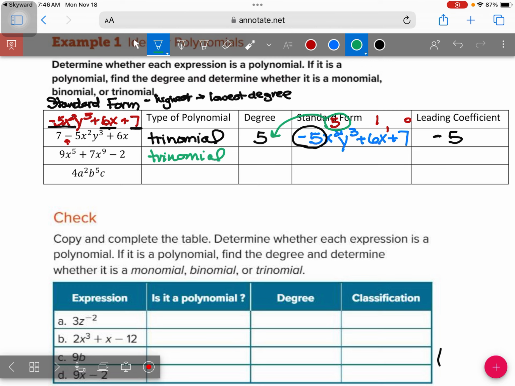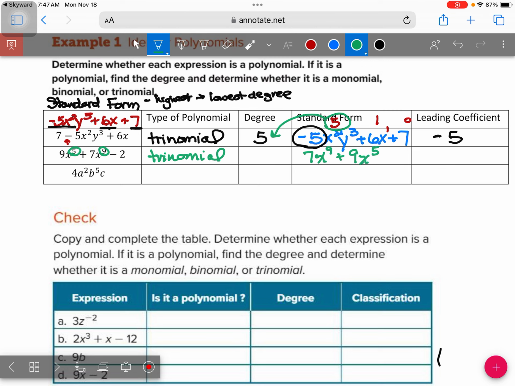Okay, let's put it in standard form. That means you look at each of these terms and find the degree with the highest. Well, here I've got a 9, here I've got a 5, and that 2 has a degree of 0. So it's going to be 7x to the 9th plus 9x to the 5th.